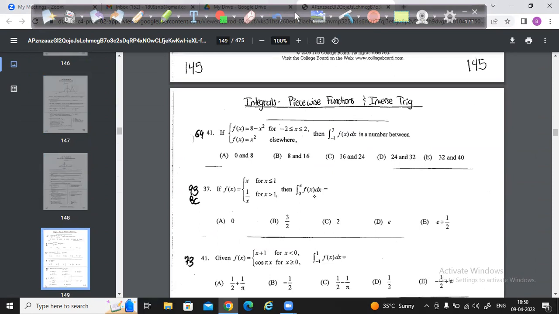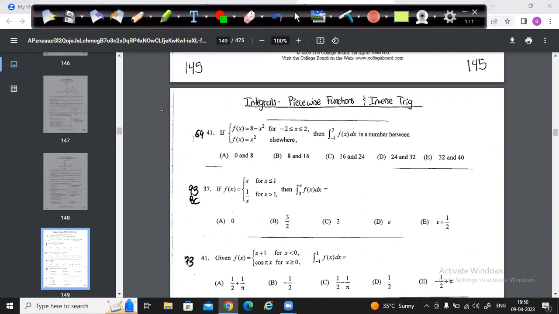These questions are very easy, which you'll be able to do, on piecewise functions, because this function f of x is 8 minus x square from minus 2 to 2, and f of x is equal to x square elsewhere. It is asking for the integral, the area under the curve, from minus 1 to 3. So I can write this as the integral from minus 1 to 2 of f of x dx plus the integral from 2 to 3 of f of x dx.